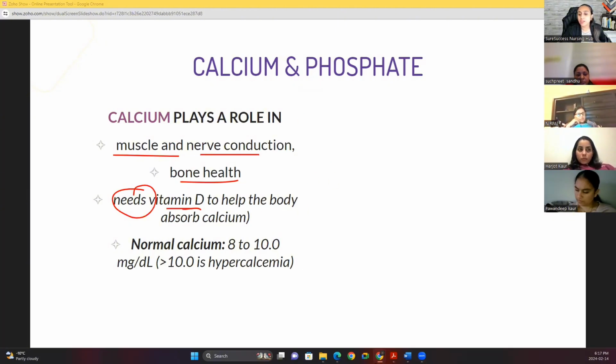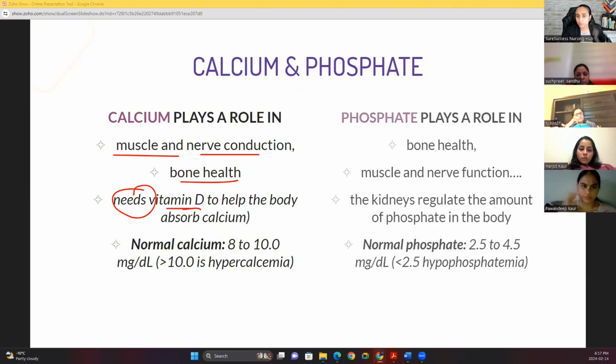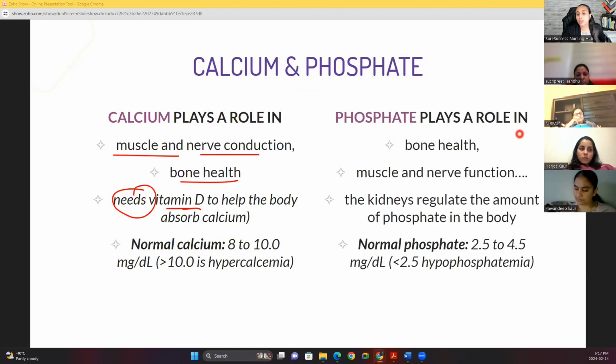And the normal is 8 to 10. You don't have to write down the calcium. It is not going to come in your exam. What does calcium do? All right, you please understand. And phosphate, bone health, muscles, nerves, in fact.